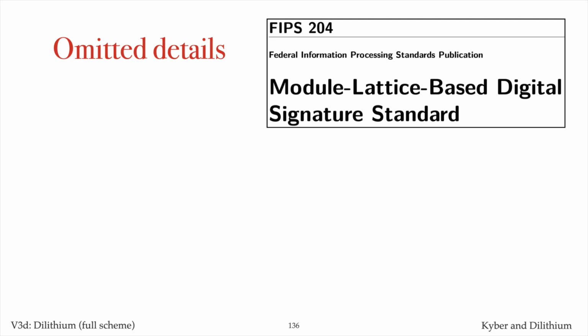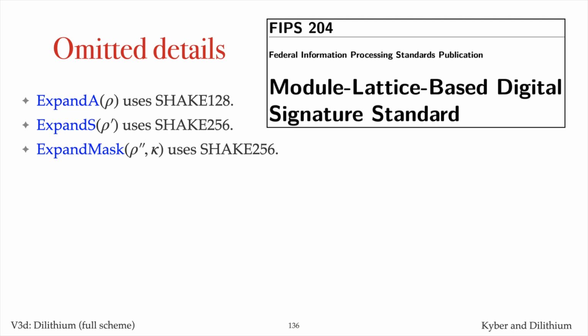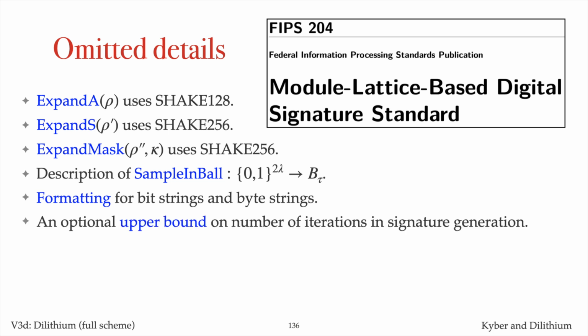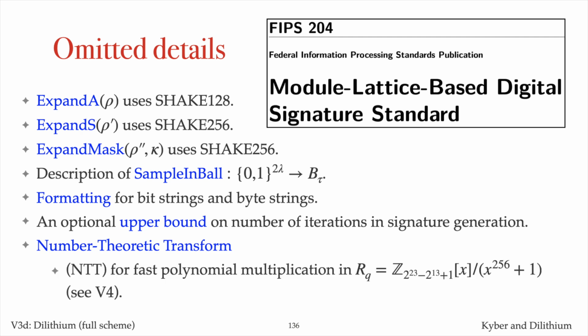My description of Dilithium omitted some details, which you can find in the FIPS 204 document. These omissions were the use of SHAKE to define the ExpandA, ExpandS, and ExpandMask functions, the SampleInBall routine, formatting for bit strings and byte strings, an optional upper bound on the number of iterations in signature generation, and the number theoretic transform for polynomial multiplication in the Dilithium ring of polynomials. The Dilithium NTT will be the topic of the next video.